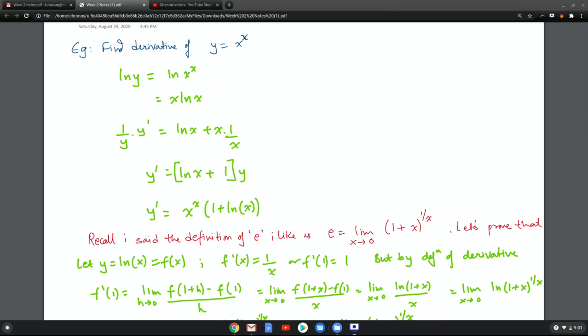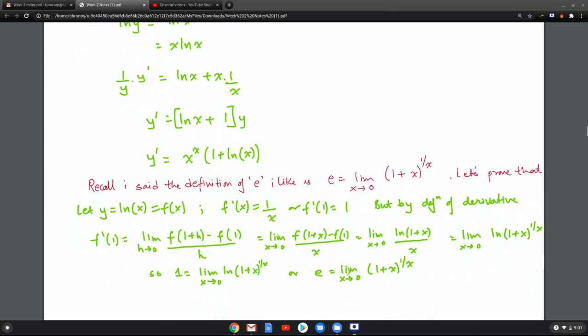Now recall in the previous week's videos, I said that one of the definitions of e that I really like is that it is the limit as x goes to 0 of (1 plus x) raised to 1 over x. Now, with the knowledge that we have gained so far, we are able to prove this. Here's how the proof goes. Let the function f of x be log of x. Taking the derivative gives me f prime x is 1 over x, or specifically f prime of 1 is 1.